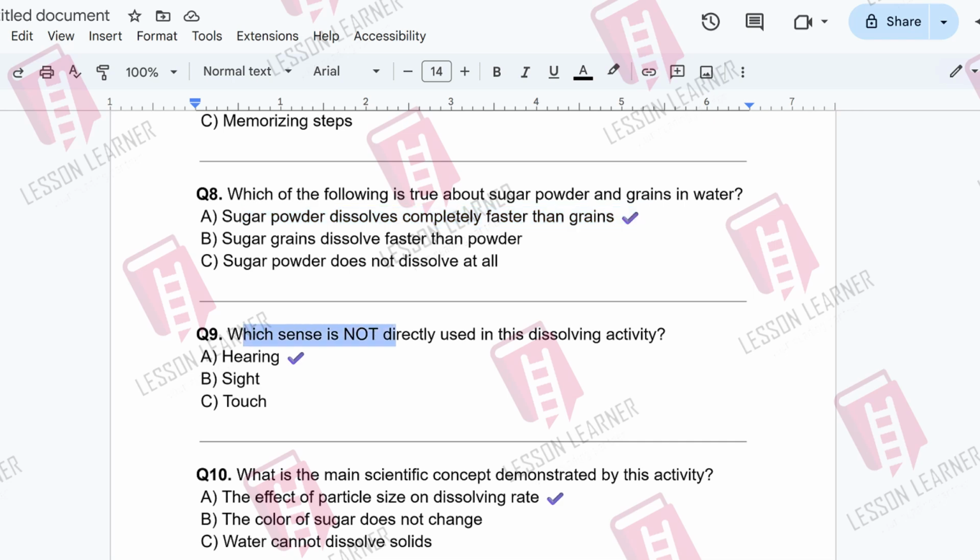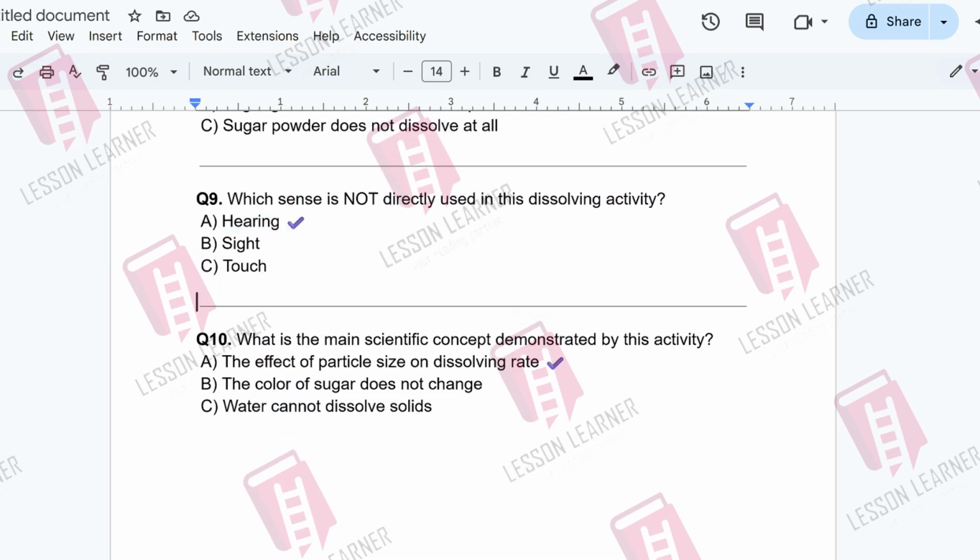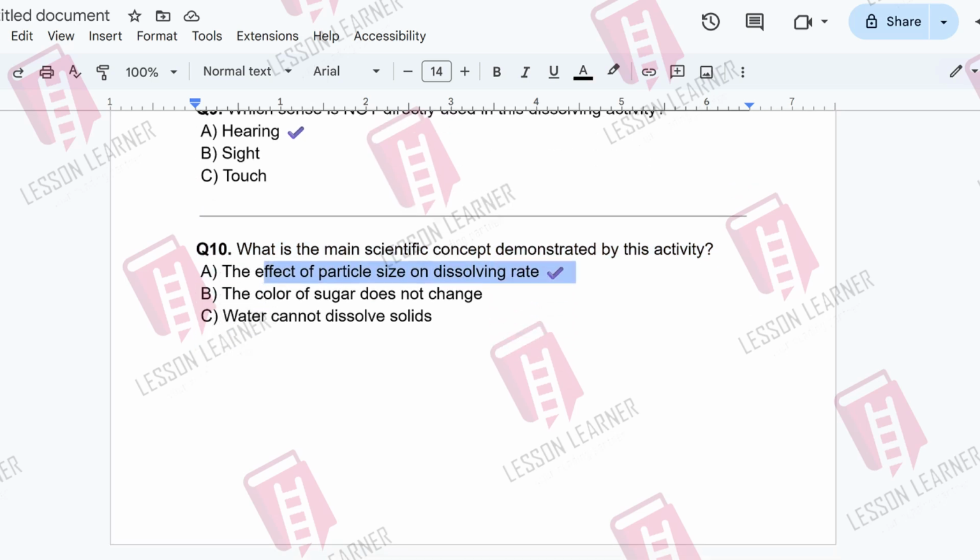Which sense is not directly used in this dissolving activity? It is hearing. What is the main scientific concept demonstrated by this activity? The effect of particle size on dissolving rate.